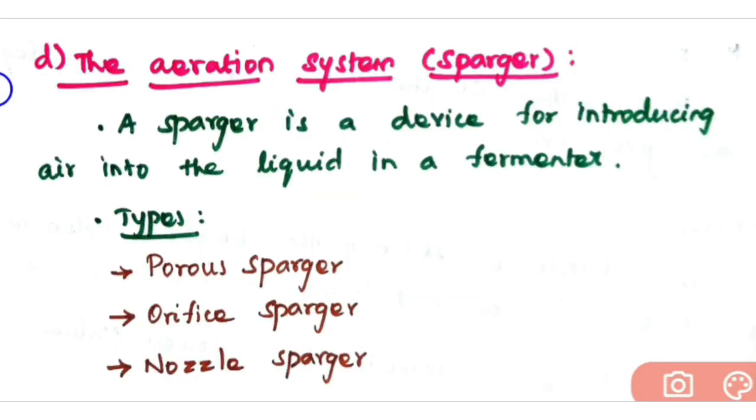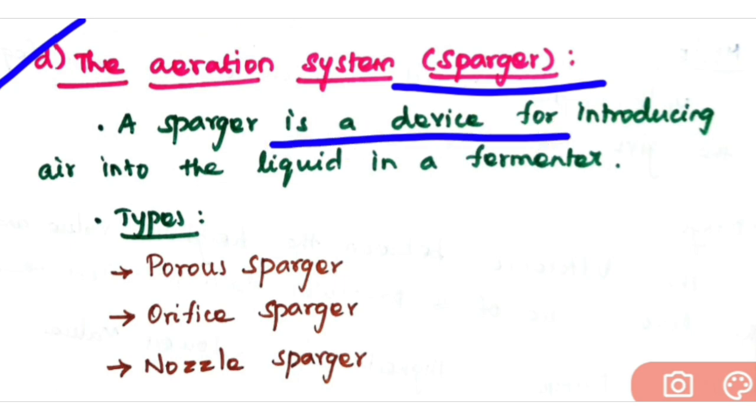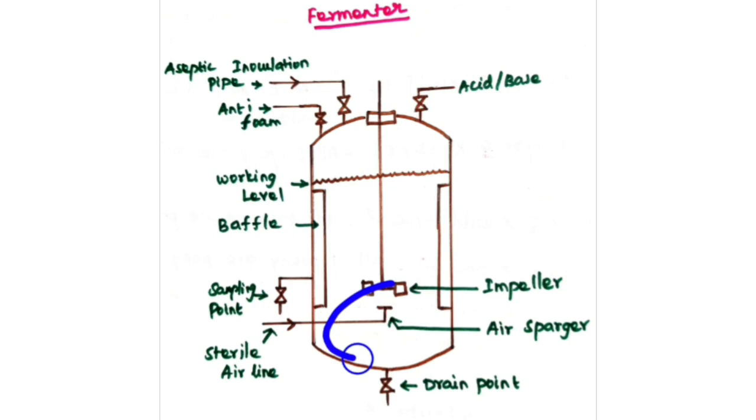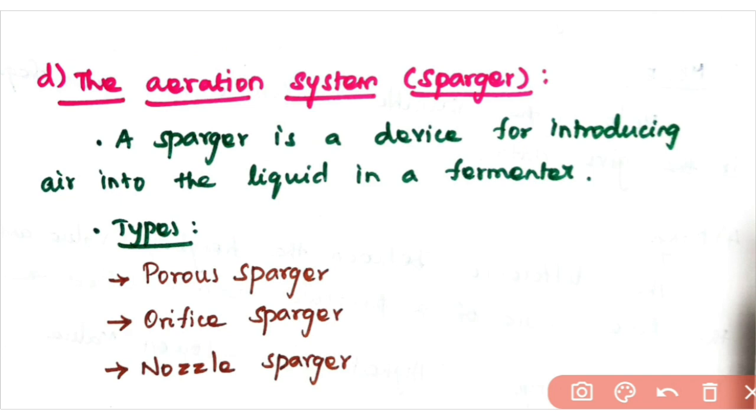The next one is the aeration system, that is the sparger. A sparger is a device for introducing air into the liquid in a fermenter. So this is your air sparger, which is used to introduce air into the liquid in a fermenter. Then there are three types of sparger: the porous sparger, the orifice sparger, and the nozzle sparger.